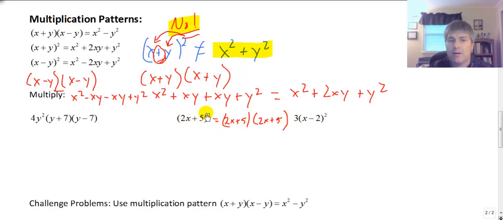Now, if you know your pattern, you know that we can just square the 2x, so that becomes 4x squared. And then it's plus 2xy, so our first term times our second term, so it's plus 2 times 2x times 5. So that's plus 20x.